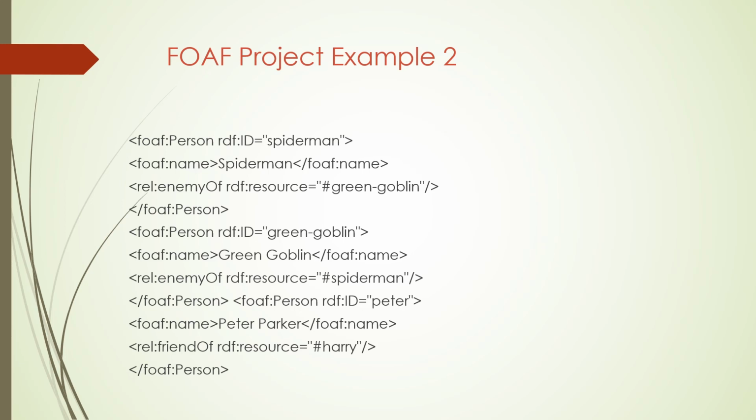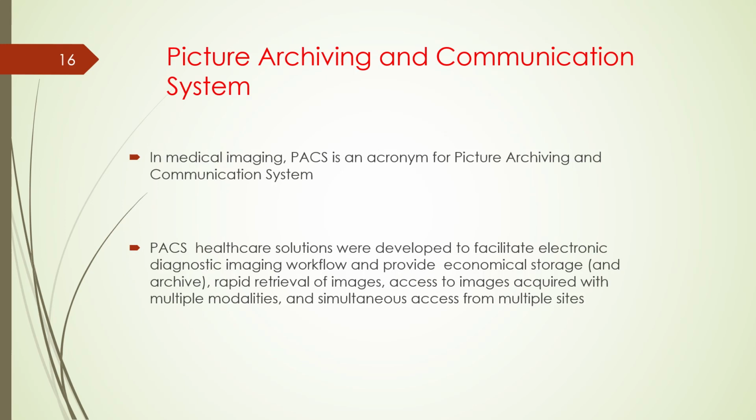Spider-Man is the enemy of Green Goblin, right? Green Goblin is an enemy of Spider-Man, and Peter Parker is a friend of Harry. So Peter Parker is the real name of Spider-Man, and he's a friend of Harry. This is how you display information using the friend of a friend approach.